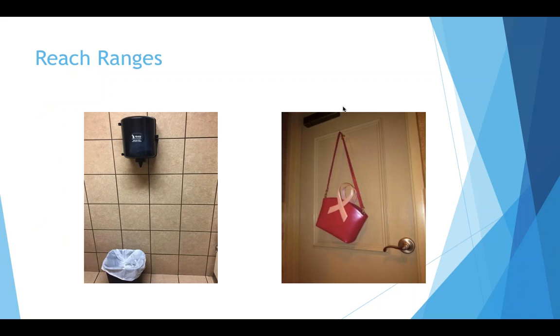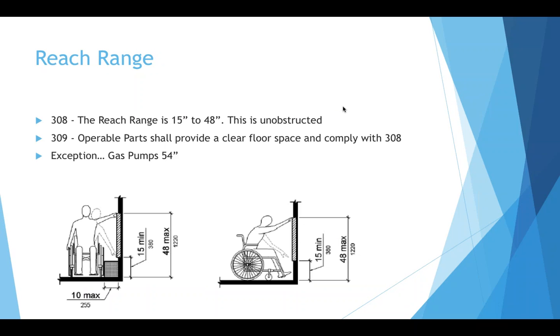Reach ranges. This is probably the number one thing that gets most facilities when I see the restrooms: paper towels are too high, coat hooks are way too high. Because if a robe is 4 feet, 5 feet long, you don't want that dragging on the floor. The problem is our reach range. So what is the reach range? It's broken down back in the building blocks, section 308, and you have a reach range of 15 inches off the floor to 48 inches high. Anything mounted over 48 inches is not in compliance in your reach range.